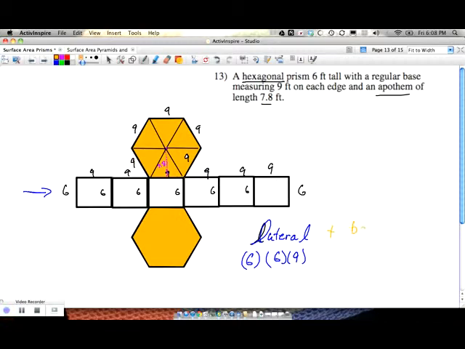Now let's add the bases to this. So when we're adding the bases to this area, that means that we're going to have 2 of them because there's 2 bases, and it's the area of the hexagon. The hexagon is broken up into 6 triangles. So the hexagon area is going to be equal to half the base times the height, 1 triangle times 6. So that's going to be 2 times 6 times the area of each of those triangles, which is 1/2 the base and the height. Well, the base of each of these triangles around the edge is 9. Okay, so we got a 9 in here. And then the height was that apothem height that they gave us, which was 7.8. There we go.